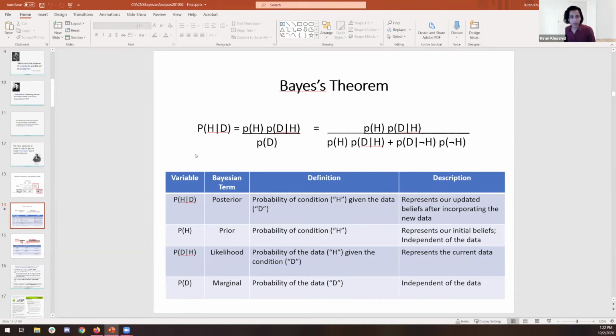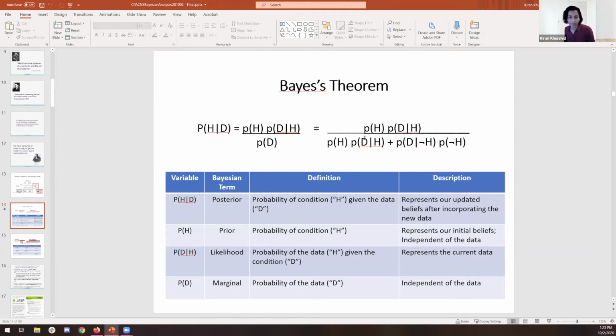So basically, this theorem is telling us that we're trying to find the probability of having the condition, which I call H, given the data. This is what we're trying to do as scientists. What are we basing it on? Well, we're basing it on three pieces of information. We're basing it on the probability of the condition, which is called the prior, and this represents our initial belief about how common we might think this condition is. We also have the likelihood, which is the probability of the data given the condition. That should say D and that should say H. That's a typo there. And then this is the marginal probability, the probability of getting the data.